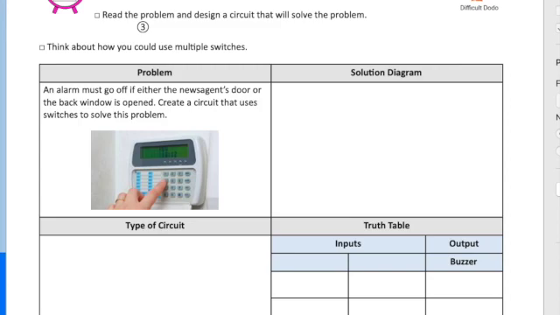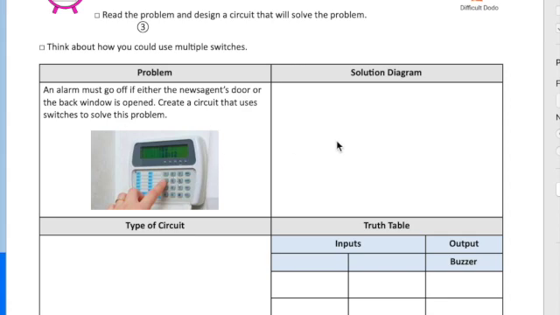Okay, so we are now going to go on to SC10, where we're going to problem solve again by building an OR circuit. So your problem this time is an alarm must go off if either the newsagent's door or the back window is opened. Create a circuit that uses switches to solve this problem. So you're again going to try and just do this section here, where you're going to try and create a circuit that's going to solve this problem here using switches.